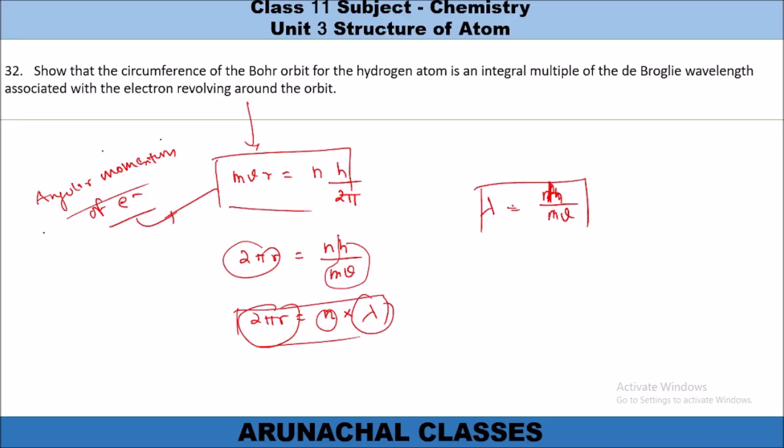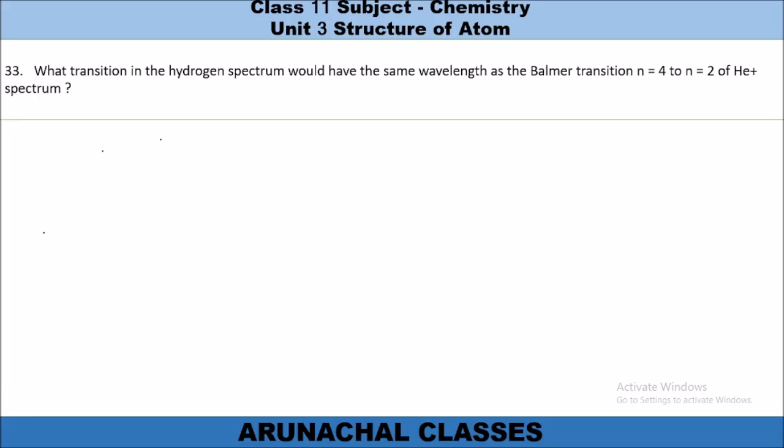Moving to question number 33. In question number 33, it is given: what transition in the hydrogen spectrum would have the same wavelength as the Balmer transition when n is equal to 4 to n is equal to 2 of the helium ion, He positive spectrum. So we have to find here 1 upon lambda.